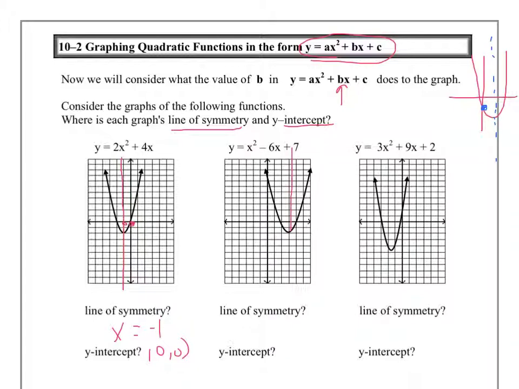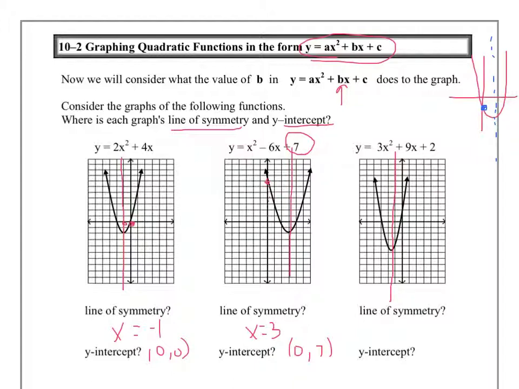Let's go ahead and try the next one. Drawing the line through, I see that the axis of symmetry is at 1, 2, 3. x is equal to 3. And the y-intercept is up here. If we scroll up, we have 1, 2, 3, 4, 5, 6, 7. So 0, 7. You can also tell that here, when I have +7, remember that c was the y-intercept, so we know that the y-intercept is at 0, 7. All right, moving on to the last one.